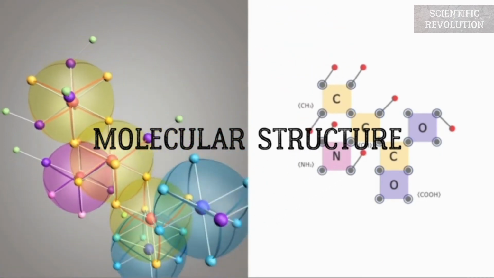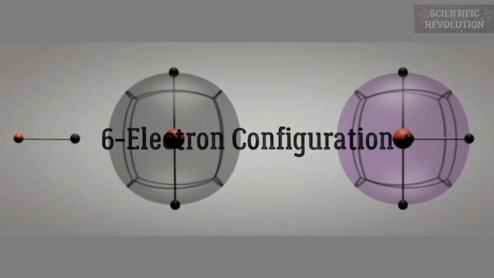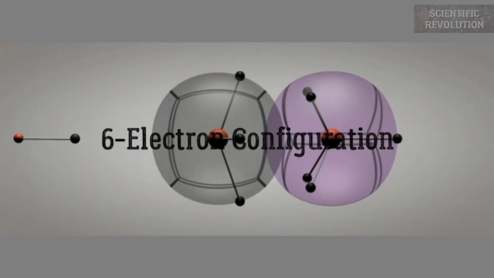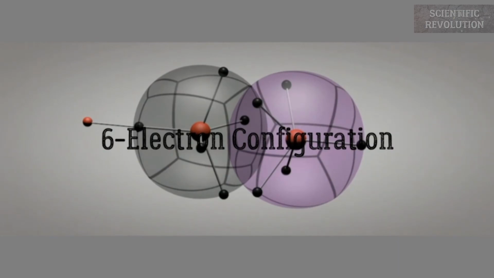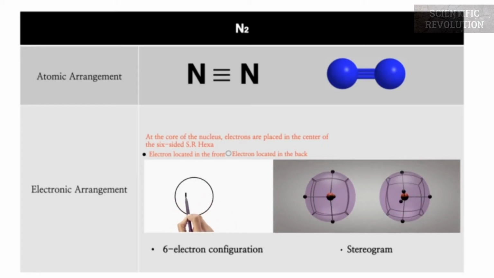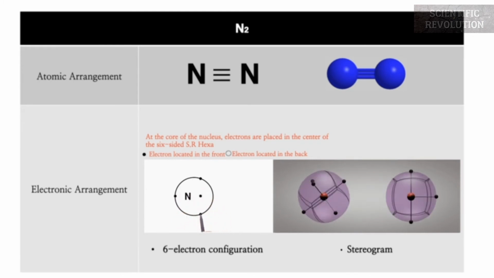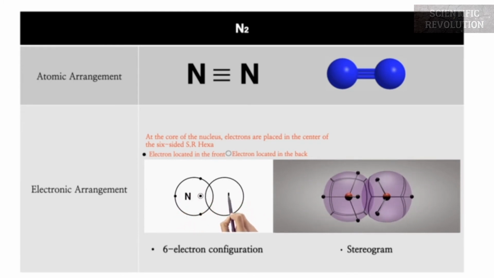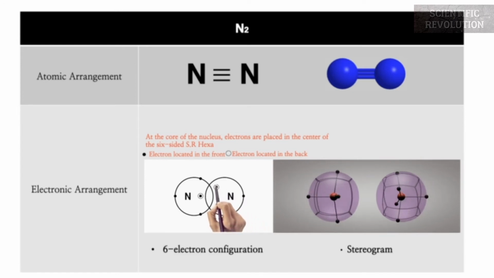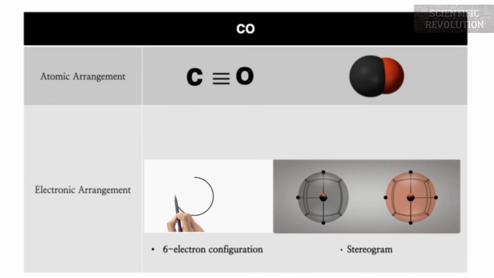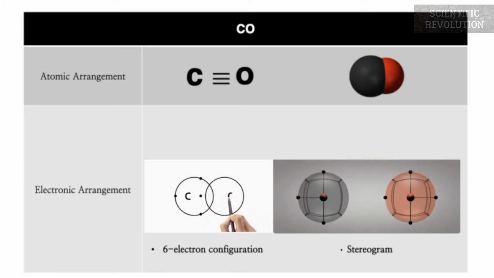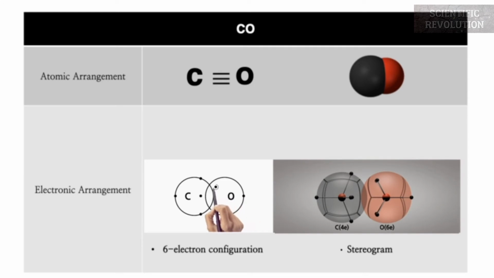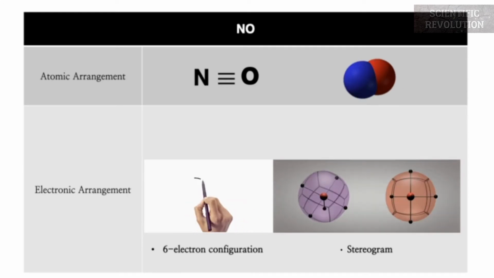There are 2 ways to make a molecule, 6 electrons and 8 electrons. In the 6-electron diagram, electrons are located in the center of each face of a spherical regular hexahedron around the nucleus of an atom, and when combined with neighboring atoms, a stable molecule is created. Examples: N2, CO, NO.